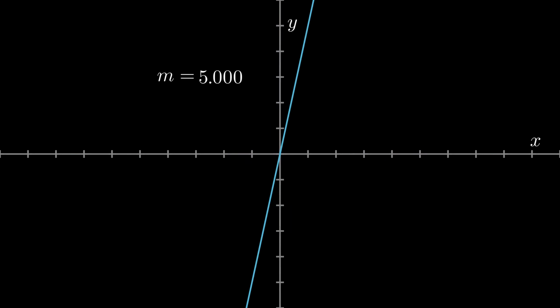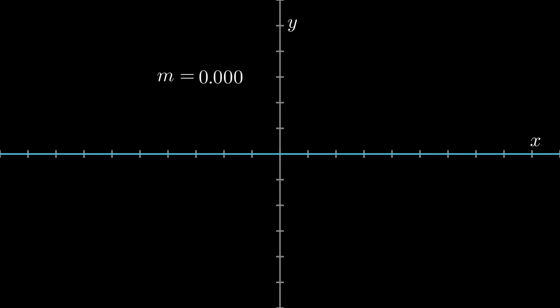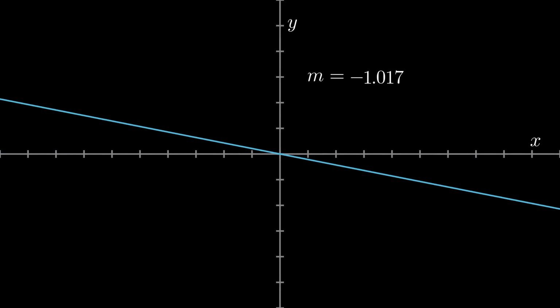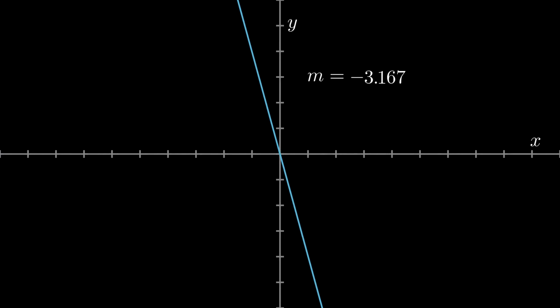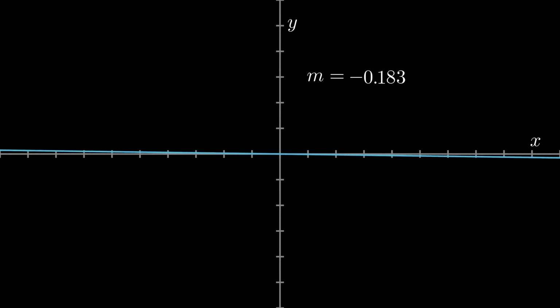A vertical line would have a gradient of infinity. As m decreases, the line becomes less steep. When m is equal to 0, the line is completely horizontal. We see a similar trend for negative values of m. When m decreases, the line becomes steeper. When m increases and becomes closer to 0, the line becomes less steep. And of course, when m is exactly 0, the line is horizontal.